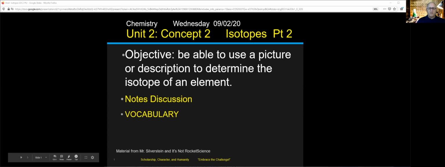All right, so yesterday we talked about isotopes in part 1 and we spent our time looking at how the information shows up on the periodic table for the individual element. Today we're going to be able to use a picture or a description to determine the isotope of the element. Make sure you're taking notes in your spiral notebook. You will need a periodic table, and I have attached one to your Google Classroom. There's also a neat website that I'm going to show you called P-Table, which stands for periodic table, that you'll be using as well. Let's get started.